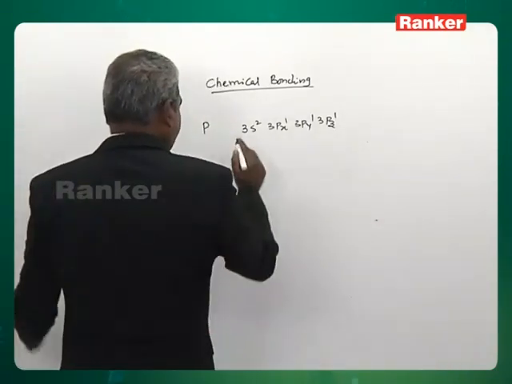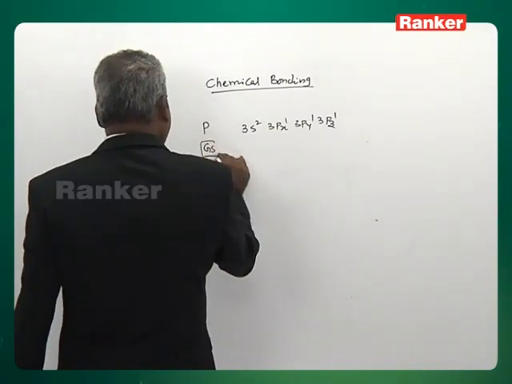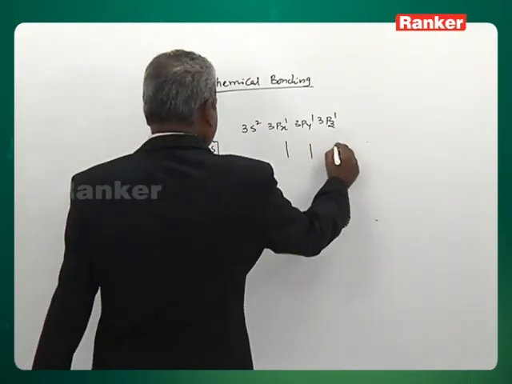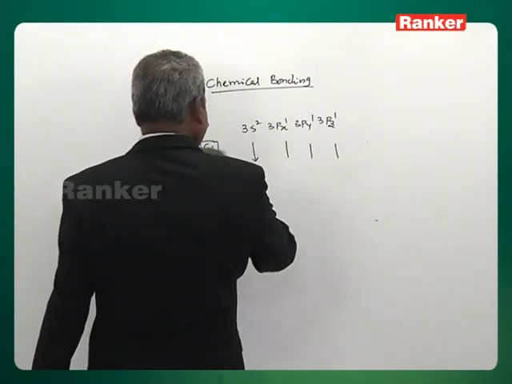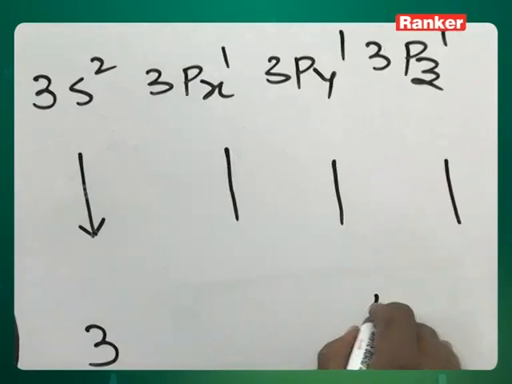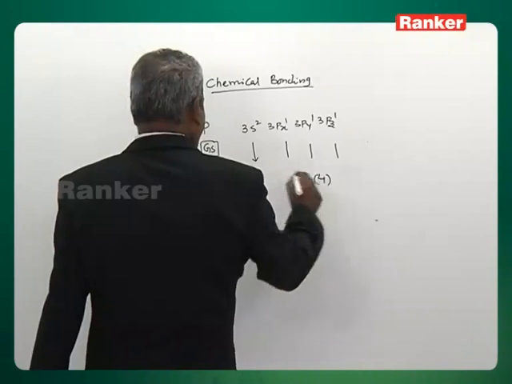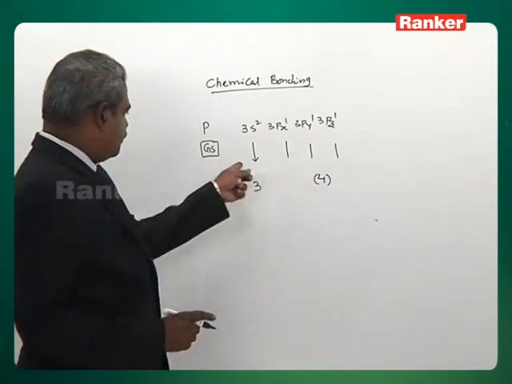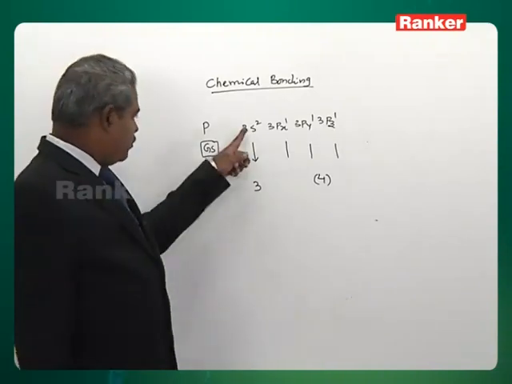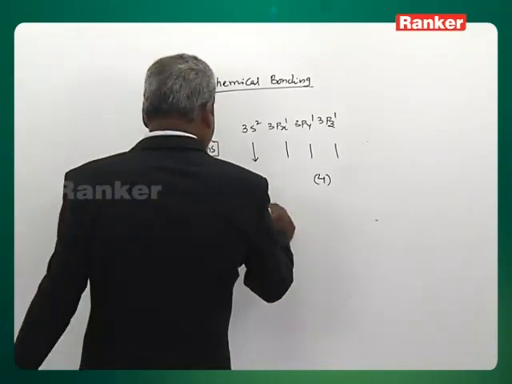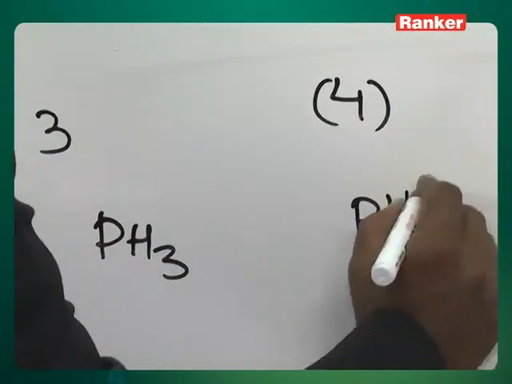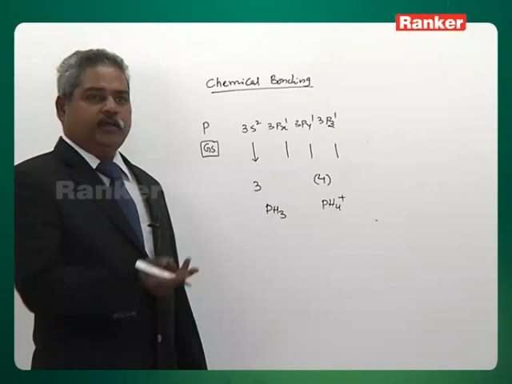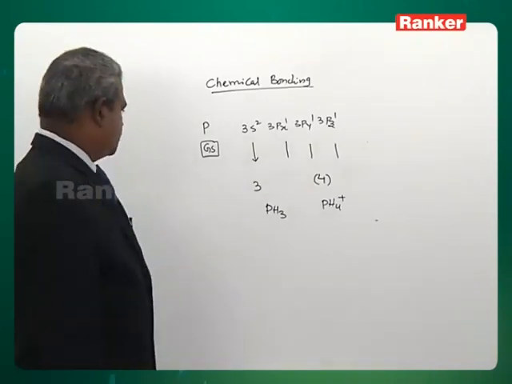But what about this phosphorus 3s2? This is the ground state electronic configuration. Now, what can phosphorus do in its ground state? You see three unpaired electrons, forms three bonds, and there is a pair which can be donated. So, in ground state, phosphorus can form three bonds as well as four bonds. But how is the fourth bond formed? The fourth bond is not a normal bond. It is formed only through donation. PH3, PH4 plus, just like NH3, NH4 plus, this is no new thing. This is only imitating nitrogen, NH3, NH4 plus, ground state.